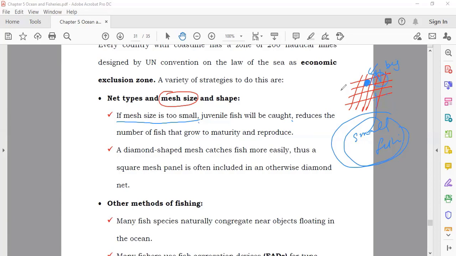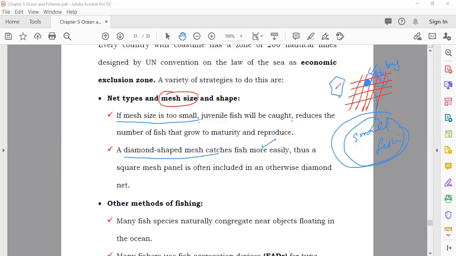So this is one method you can use to reduce it. After that, diamond shape mesh. Sometimes they have a diamond type structure like this. They have a special structure, the mesh size, this one. So they catch fish more easily, okay?